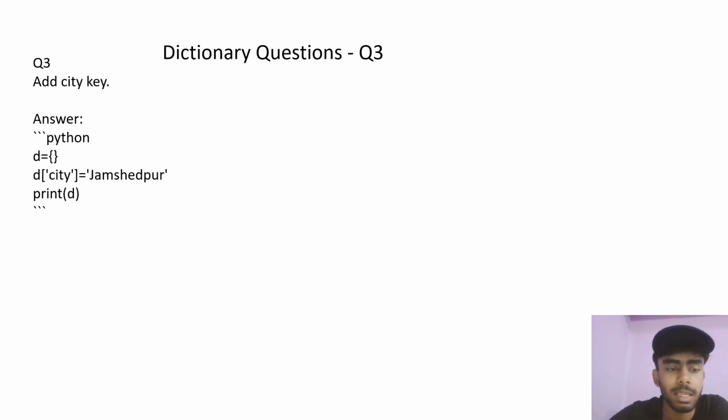Add city in key. So over here we have an empty dictionary. In this dictionary we have nothing. So in D add city and in that city add Jamshedpur. So while you print D, it will automatically print Jamshedpur.